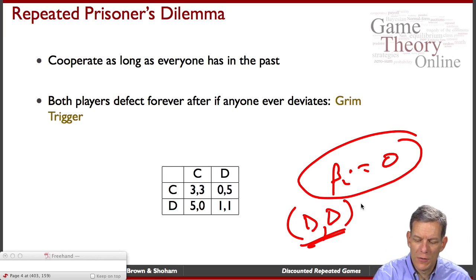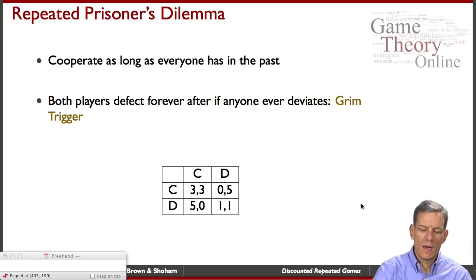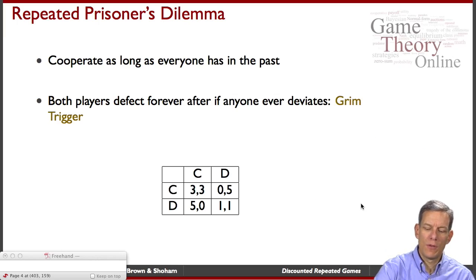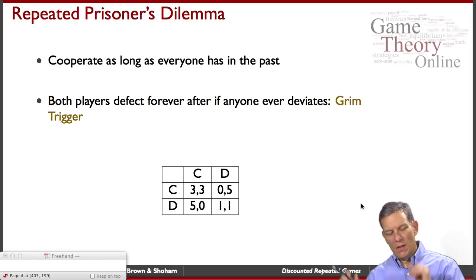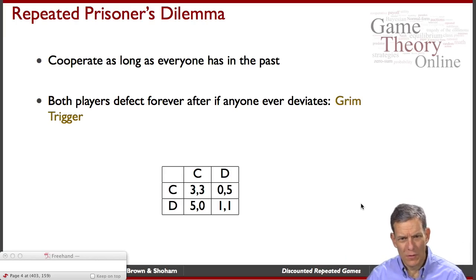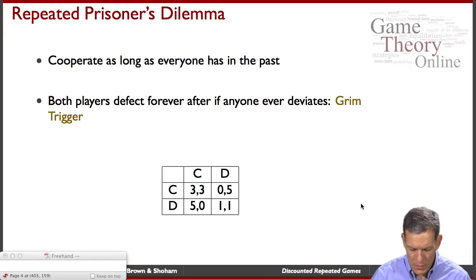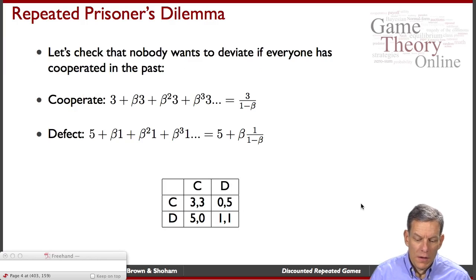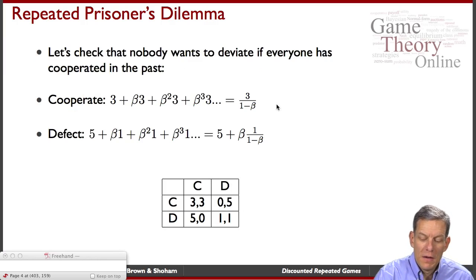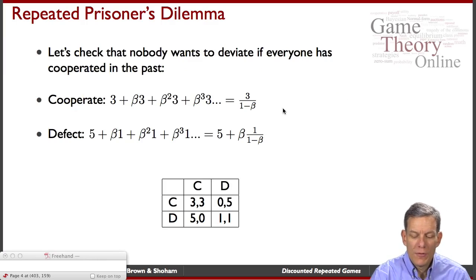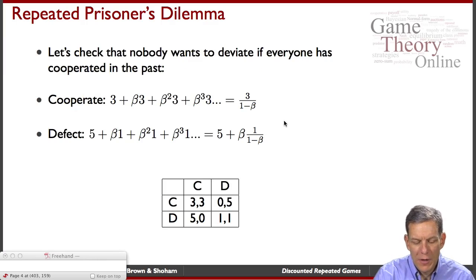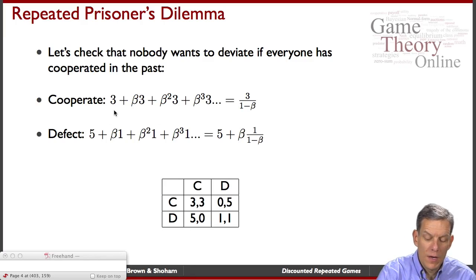So the question here is, for which betas can we sustain this kind of strategy, which is cooperate as long as everyone has? And if cooperation breaks down, then we just say, forget it. We're going to defect forever after. Okay, let's have a peek. So if you cooperate, and the other player's cooperating, if no one's failed to cooperate in the past, what do we get? We get 3 in perpetuity, right?